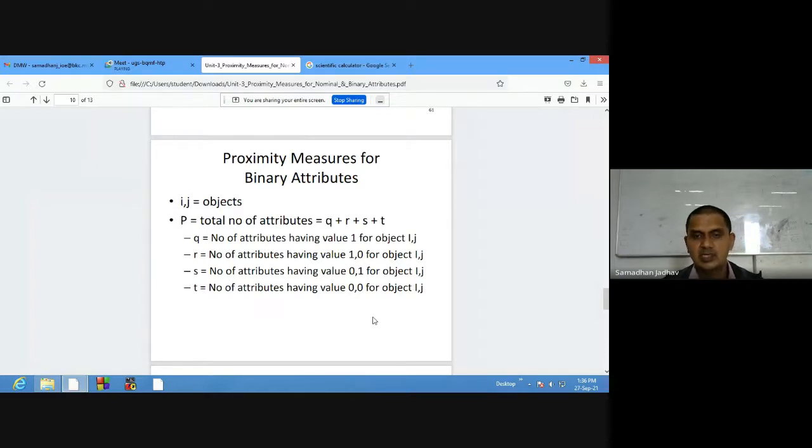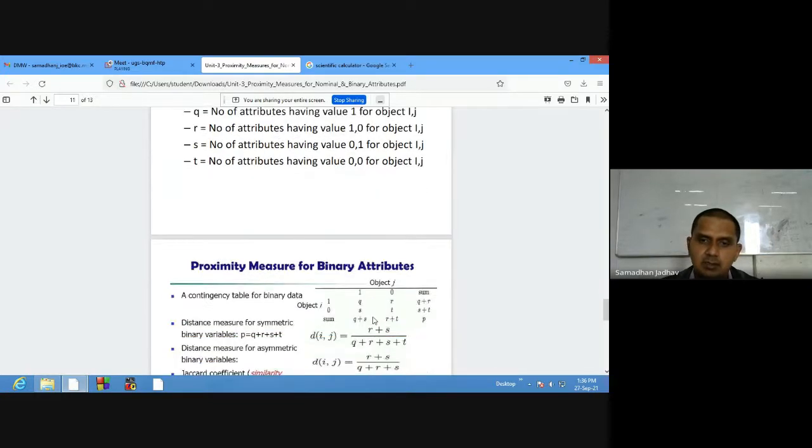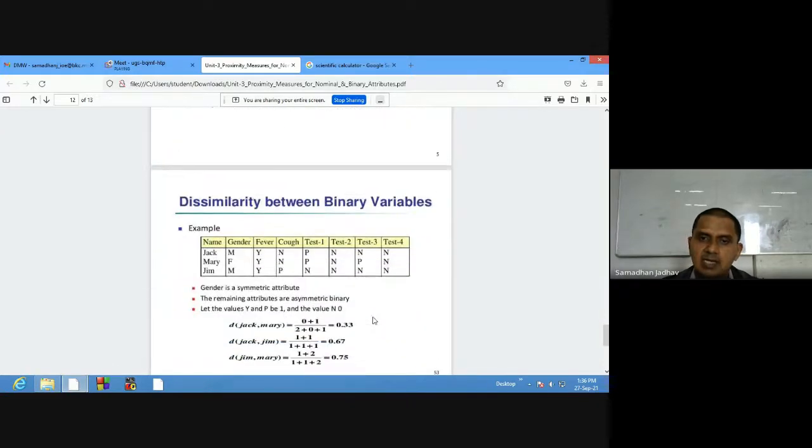For these binary attributes, we can have only two values, and we can convert them into numbers 0 and 1. Like for gender, 1 for male and 0 for female. We can allocate these values. This is an example of binary attributes. See here, the objects are Jack, Mary and Jim, and they have a number of binary attributes.